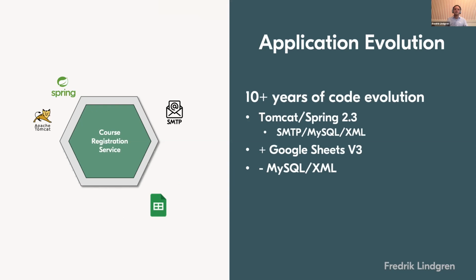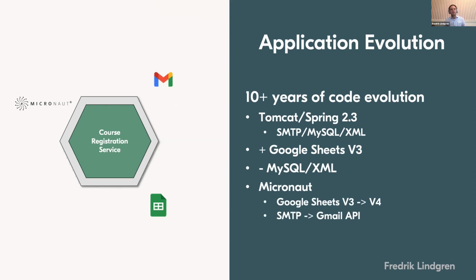reducing some dependencies. And a couple of years ago, when Google notified us that they were shutting down Google Sheets version 3, and we had to migrate to version 4, we took the chance to revamp the system, upgrade to a more modern stack, and refresh it a bit. So this is just an example of an application going through technology changes while keeping the basic business concepts through time.